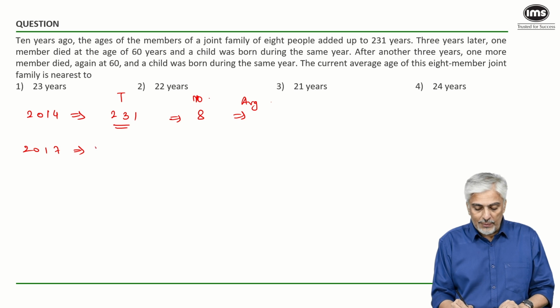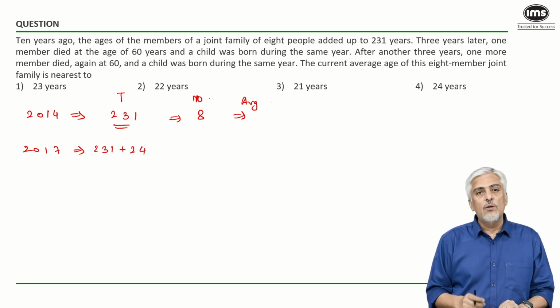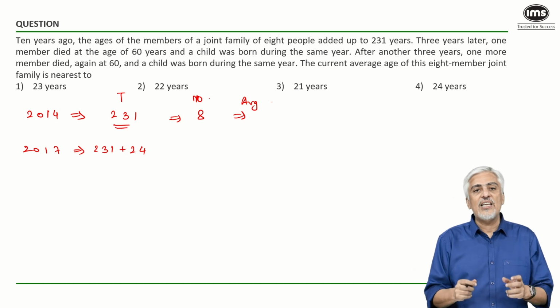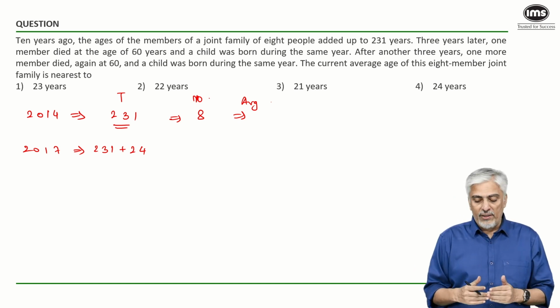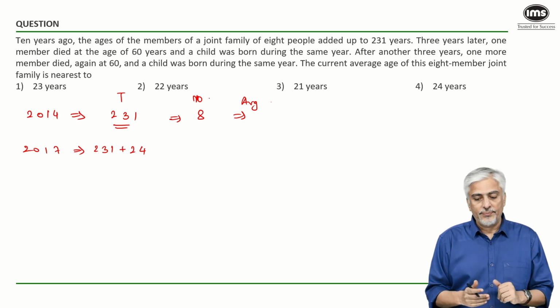So the total will become 231 plus 8 3s are 24. Why 8 3s are 24? Let's understand. There were 8 members. Everybody grew older by 3 years. And therefore the total increased by 24.